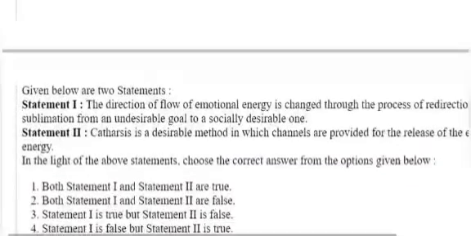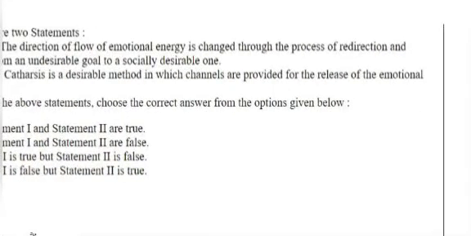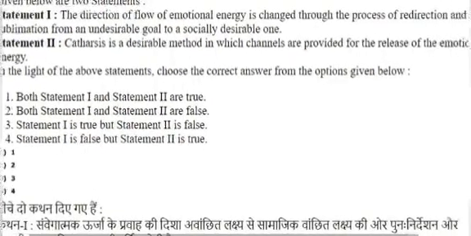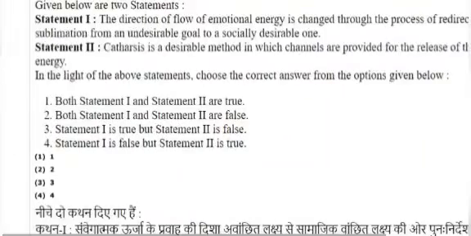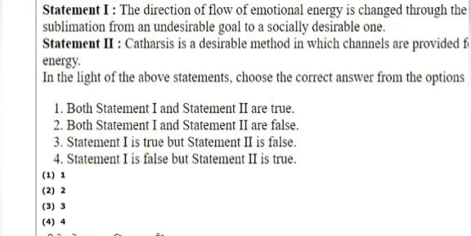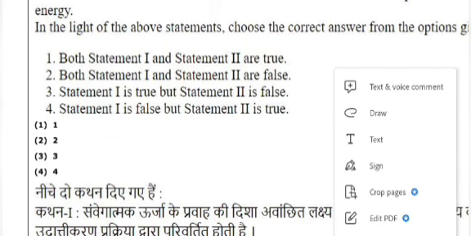Okay, next: given below are two statements. Statement 1 says the direction of flow of emotional energy is changed through the process of redirection and sublimation from an undesirable goal to a socially desirable one. Statement 2 says catharsis is a desirable method in which channels are provided for the release of the emotional energy. In light of the above statements, choose the correct answer from the options given below. Both statements 1 and 2 are true, 1 and 2 are false, 1 is true but 2 is false, 1 is false but 2 is true. So what will be our correct answer? Correct answer of number 8 will be option A, that means both statements 1 and 2 are true, both are correct.